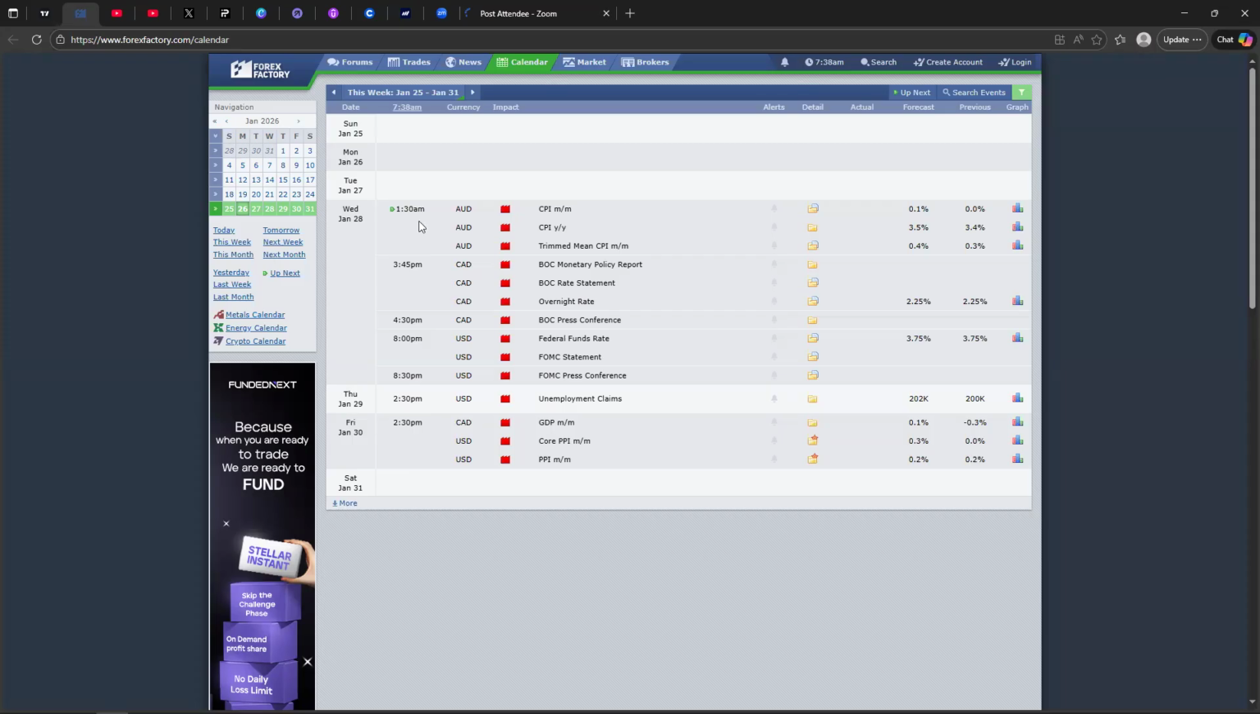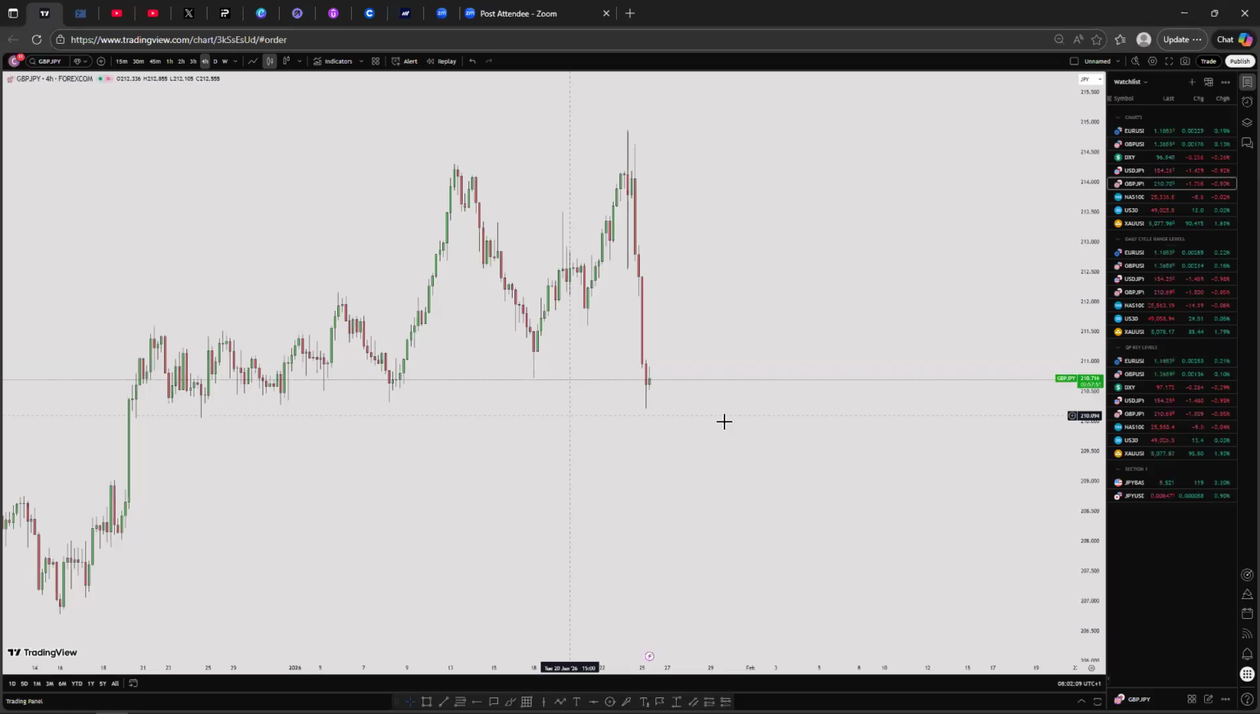We have AUD CPI by 1:30. We have CAD by 3:45. We have another CAD again by 4:30 p.m. We have USD by 8 p.m. FOMC, that is on Wednesday. This FOMC is going to upset a lot of tone. I think this is one of the last major red folder news we have for this month. Well, actually, that is it, because the month ends on Saturday, right? So let's see what we can get. And then we have CAD and USD related news coming up also. Having said that, let's now go straight into the chart analysis.